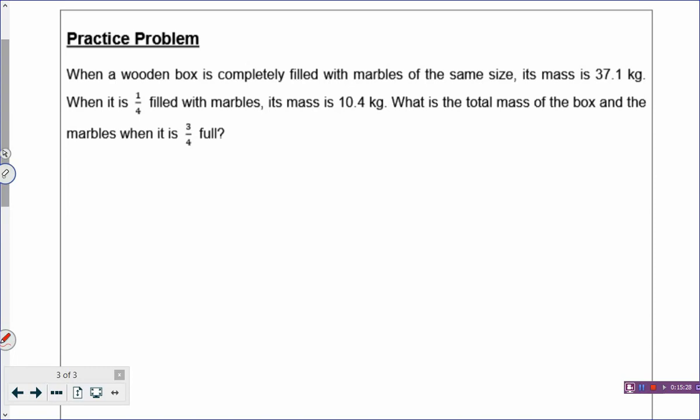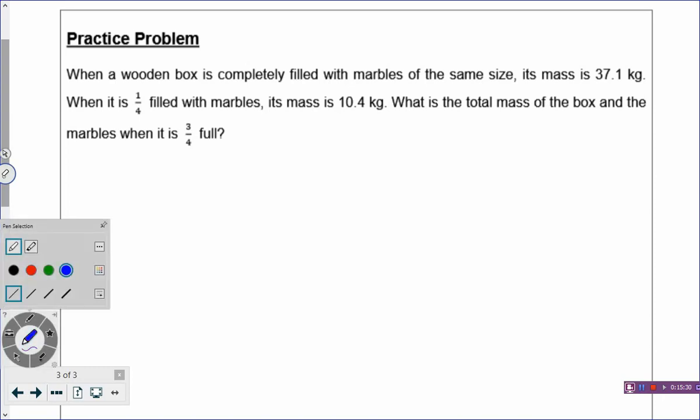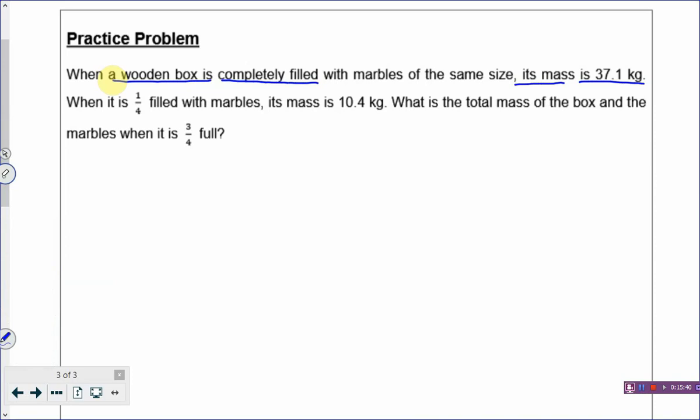So have you solved the problem? Let's highlight the keywords and the numbers. When the wooden box is completely filled with marbles of the same size, its mass is 37.1 kg. So you recognize that this problem has a container and has contents, right? The contents is the marbles. When it is 1/4 filled with marbles, its mass is 10.4 kg. So what is the total mass of the box and the marbles when it's 3/4 full?